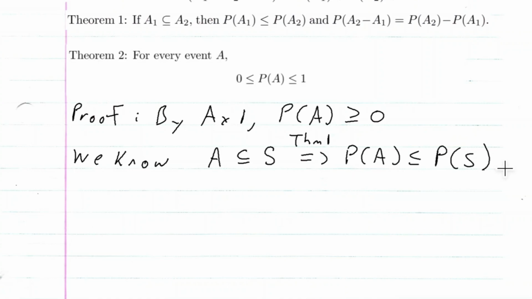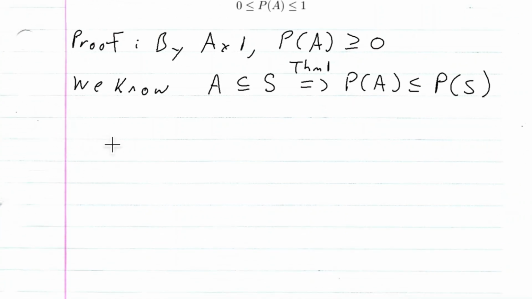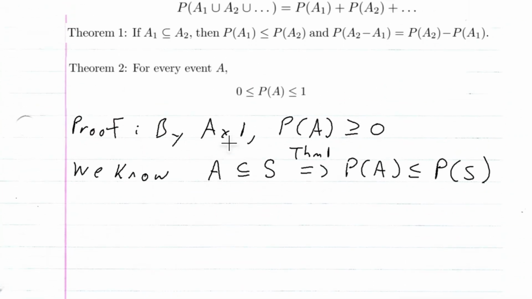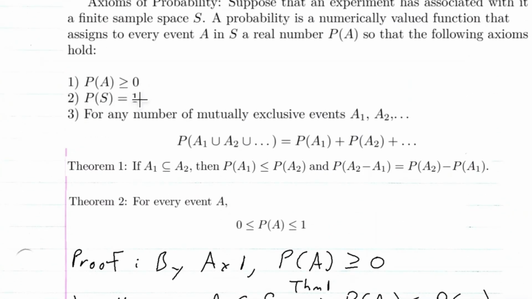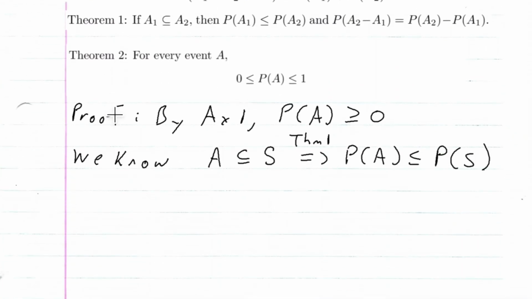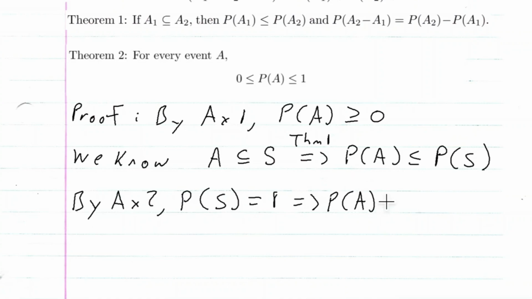Now by axiom 2, the probability of S is 1, right? So by axiom 2, I know the probability of S is equal to 1. So since I have the probability of A is less than or equal to the probability of S, and the probability of the sample space is 1, right? This implies that the probability of A is less than or equal to 1.